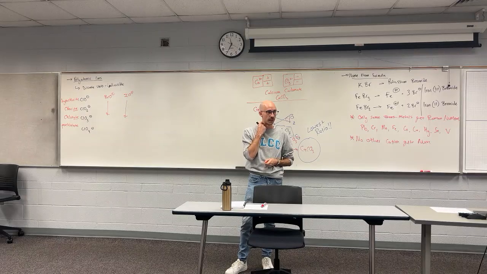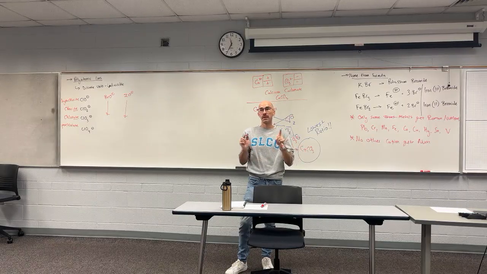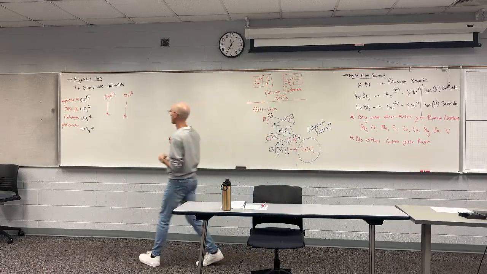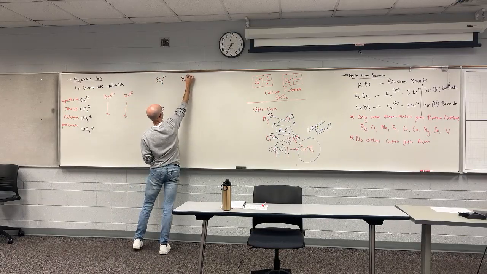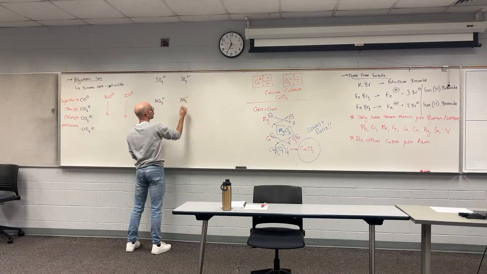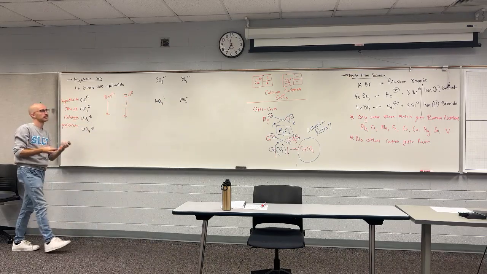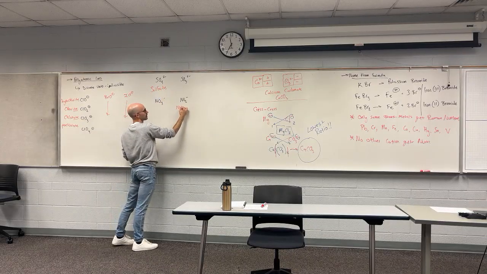There are some other common ones, and I want you to realize that the ates and ites move in the same way. Ite is always less oxygen than ate. But ate does not mean a specific number of oxygens. Ite does not mean a specific number of oxygens. This is SO4 2 minus, SO3 2 minus, NO3 minus, NO2 minus. This is sulfate. This is nitrite.